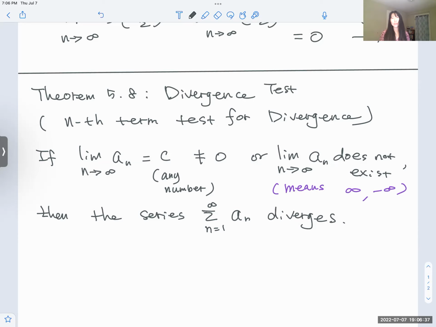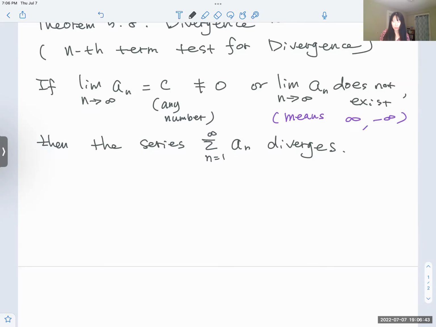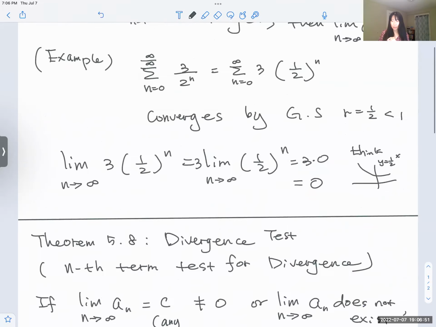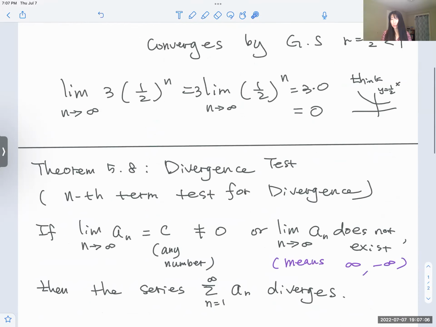But what happens if it equals zero, right? Question. It doesn't mean that if the limit is equal to zero, it converges, all right? It means that this is not a converse, like limit a sub n equal to zero. We don't say that the series converges, all right? Why? Because of this one.